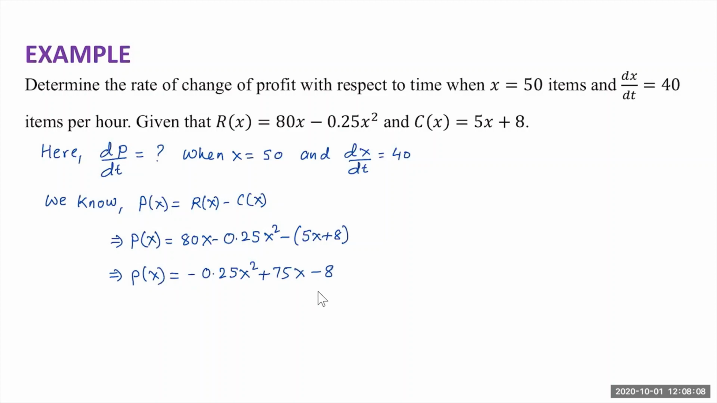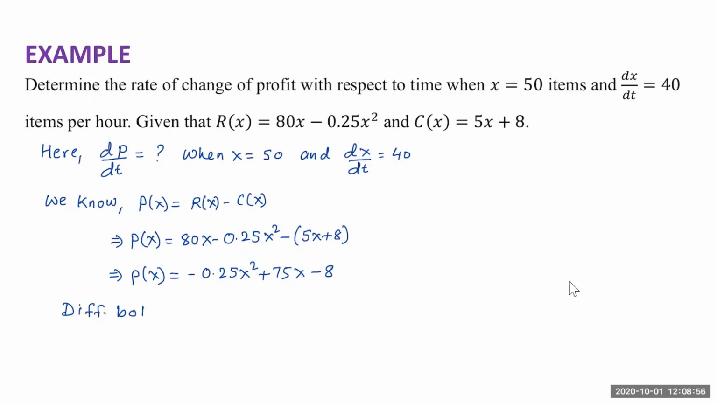So we calculate the profit function by subtracting the cost function from the revenue function. Okay, once we have the profit, you can see we are asked to find the change in profit with respect to time. That is, we have to differentiate this on both sides with respect to time. We are differentiating x with respect to time, so it's going to be the implicit differentiation. So let me write that.